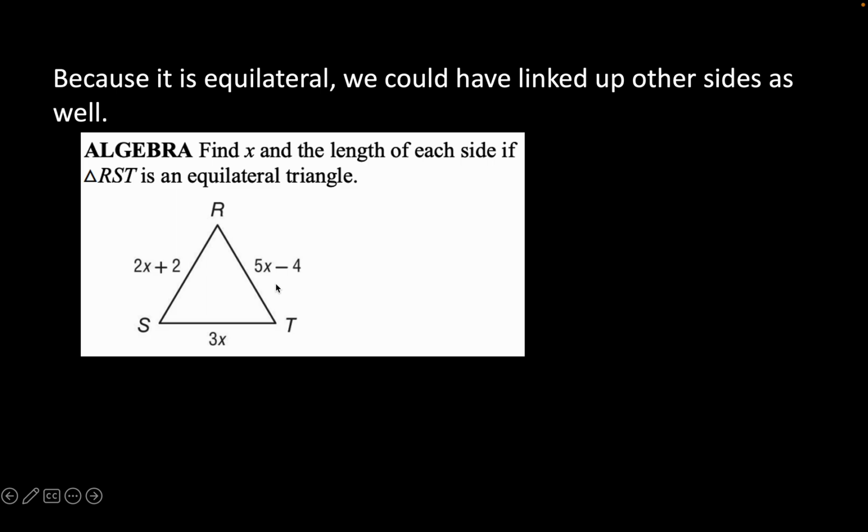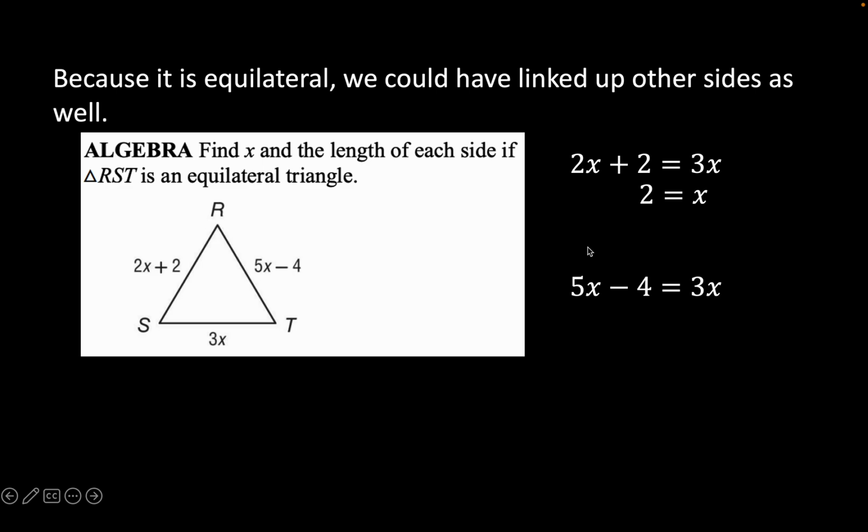We did 2x plus 2 equals 5x minus 4. We could have also linked up 2x plus 2 to 3x and still gotten the answer because these two things are equal and algebra doesn't lie. So you would have moved the 2x over there, which would have made it x, and then 2 would have come down with x.